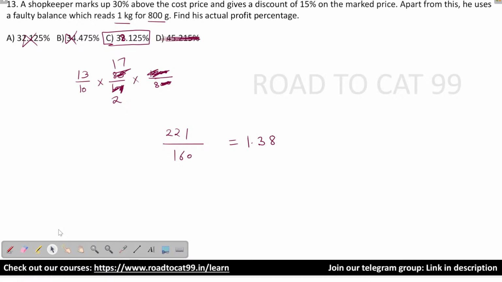13th question. It is based on the faulty balance. So a decent understanding about the faulty balance, if you can figure out that the faulty balance is leading to a profit of 25%, I think that would have helped you.